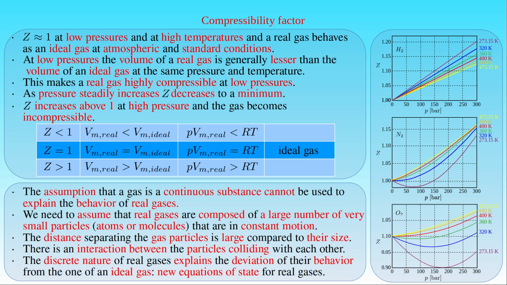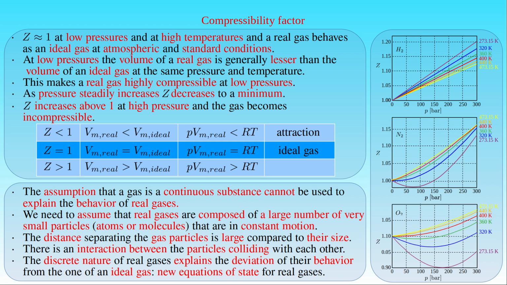This indicates that there is an interaction between the gas particles that is attractive in its nature, and the moving atoms or molecules of the gas species pull on each other. This attraction helps the particles get closer together and they occupy a smaller volume than is expected if the gas were acting as an ideal gas.